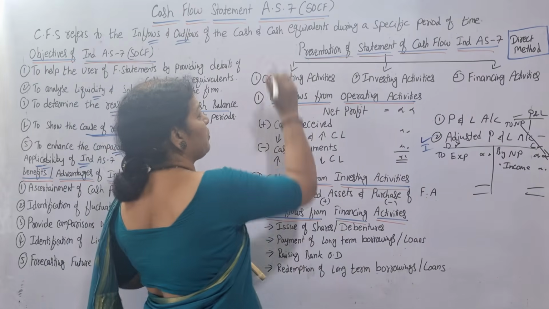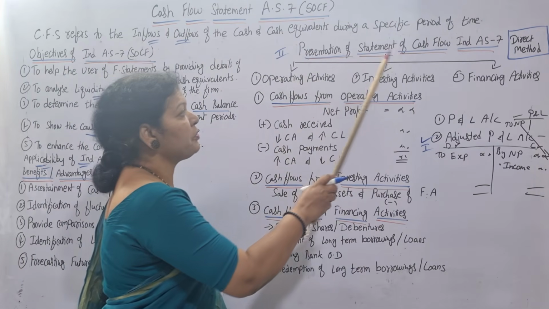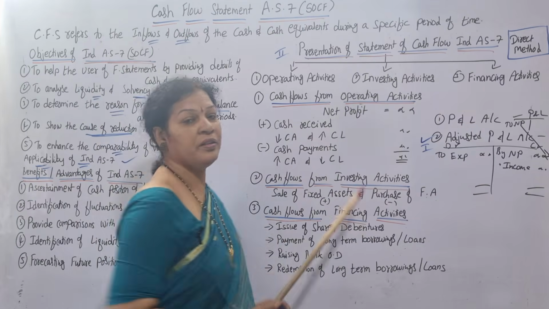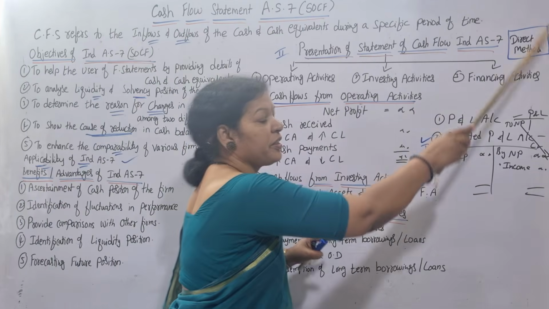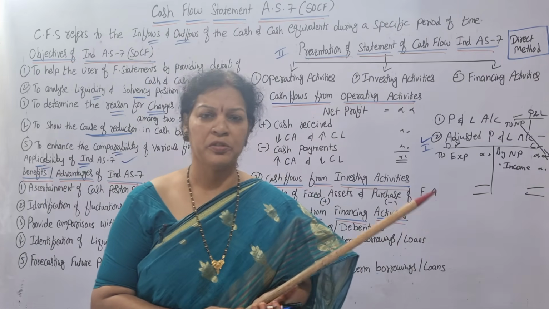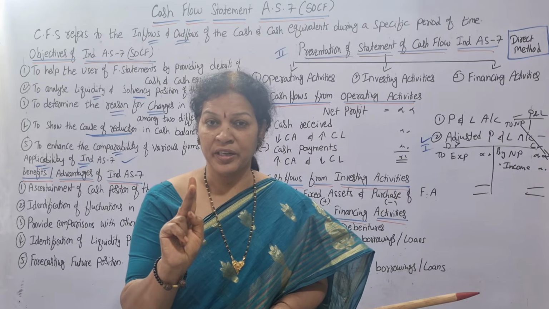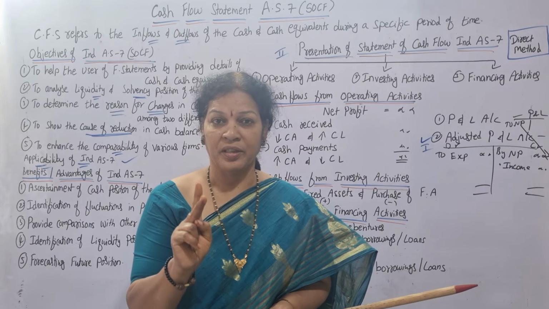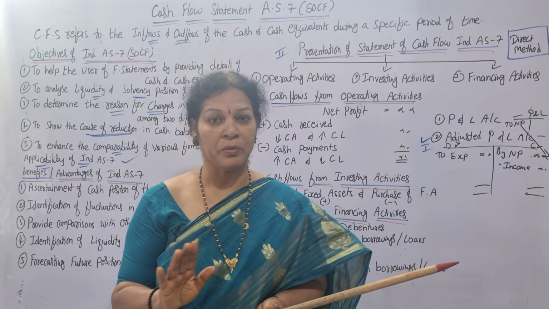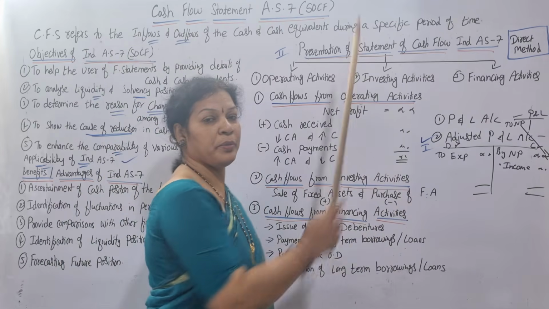For preparation of the cash flow statement, this is the second step. What we are saying, presentation of statement of cash flow, Indian Accounting Standard 7. This is about the direct method. How many methods are there to prepare the cash flow statement? 2 methods. Direct method, indirect method. Indirect method I already taught. That link you can check in the playlist. Cash flow and fund flow statement has a separate playlist. There you can check. Right now we are talking about the direct method.